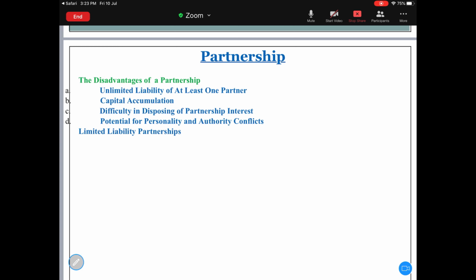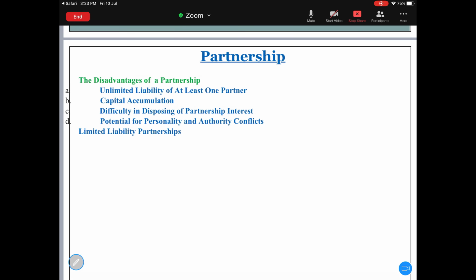Another drawback or disadvantage of partnership is capital accumulation. When it comes to capital accumulation, since it is being placed on the head of one person, he, in some cases, or she, in some cases, is not capable of accumulating sufficient capital. As a result, he or she creates difficulty for the others.